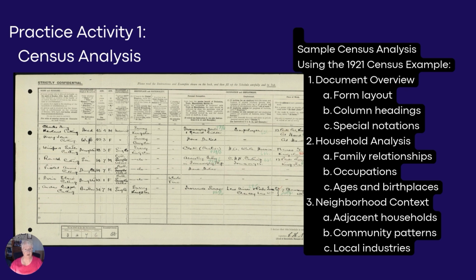The census gives us an example of document overview, so the form's layout, the column headings, and any special notations. It provides a household analysis for family relationships, occupations, ages, and birthplaces. And if you have copies of other census records for that same street, then you'll get a neighbourhood context, looking at adjacent households, community patterns, and local industries.